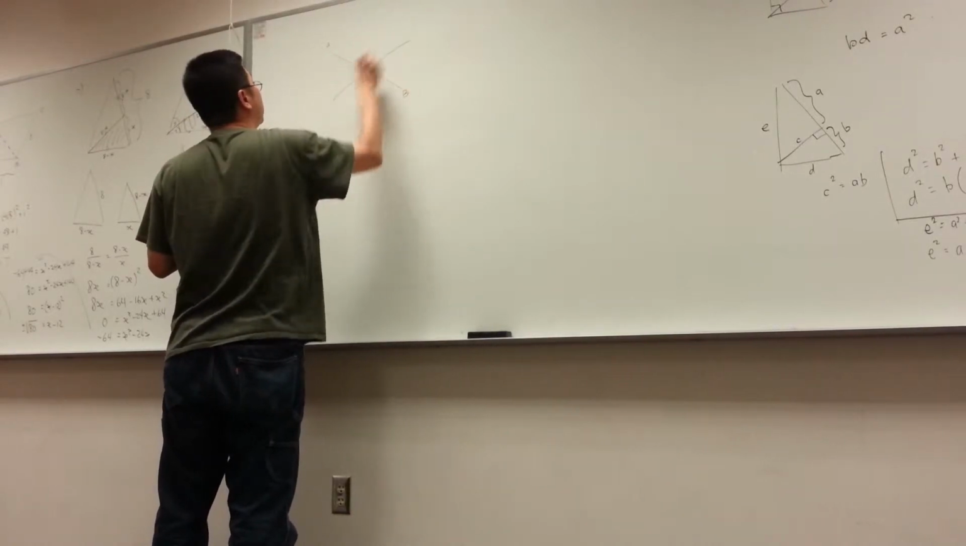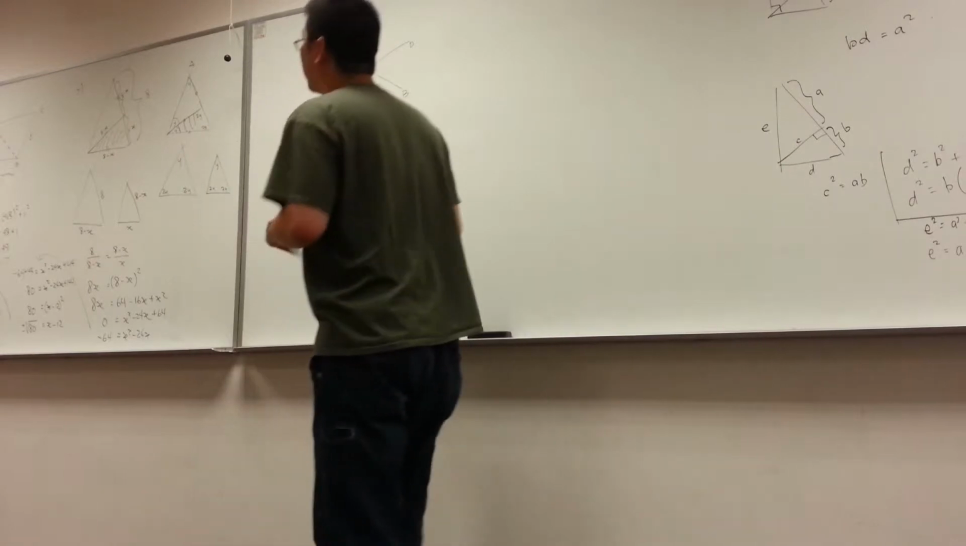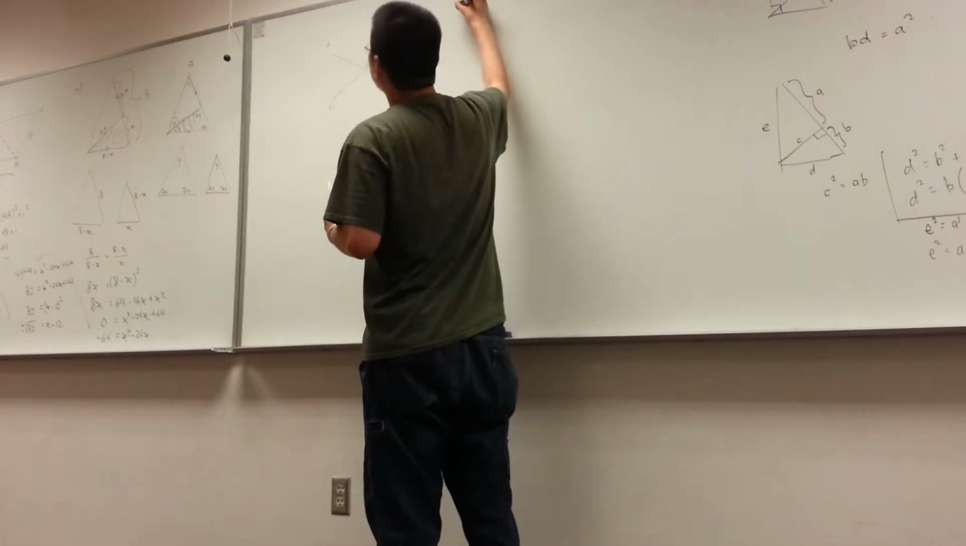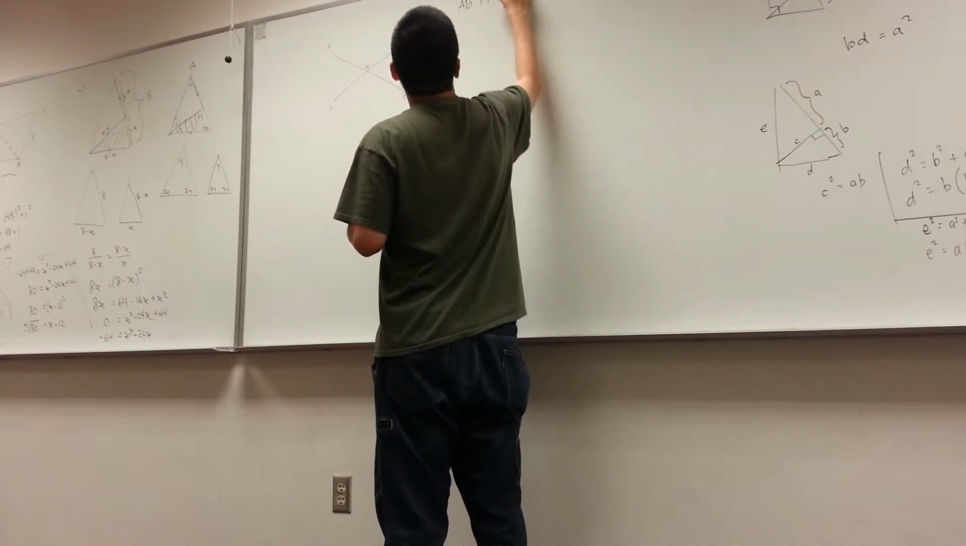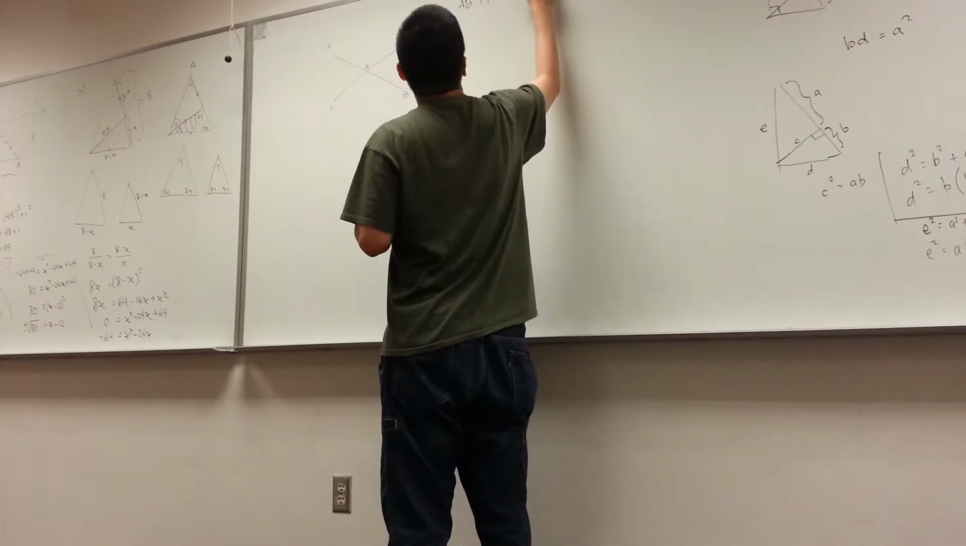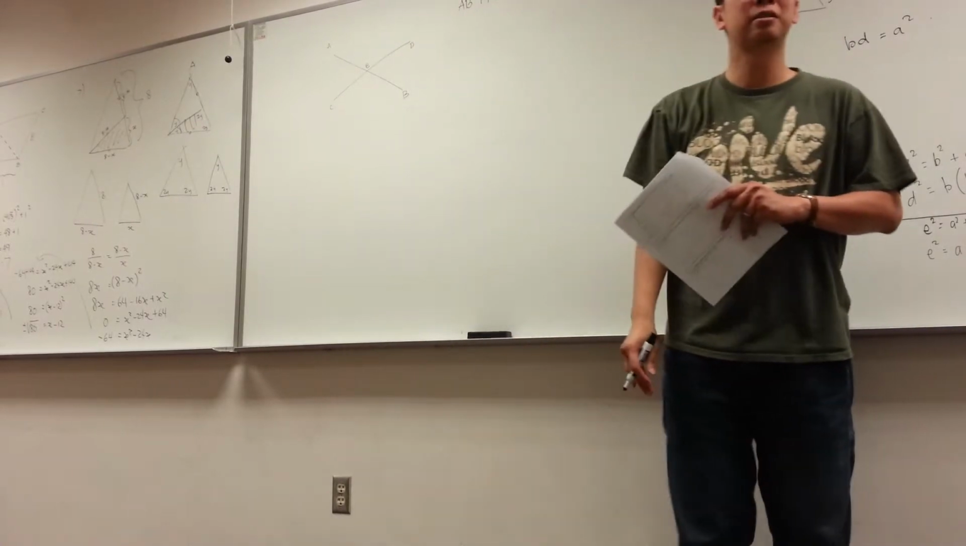AB intersect CD at E. Now, in the past, I did it this way. I wrote this notation, AB intersect CD at E. That's actually the notation. OK?